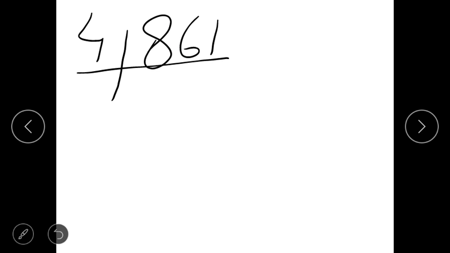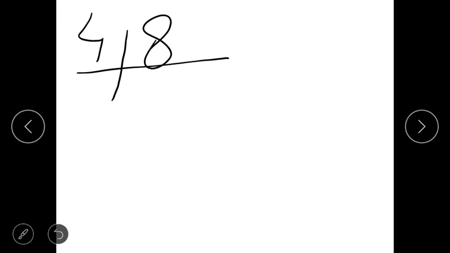That is 4 divided by 861. This is the short way method. Remember that. This is the long way method. If in the exam it is asked to do in the long way method, you have to follow this way, or if the short way method is given, you have to do it by this way. Clear?